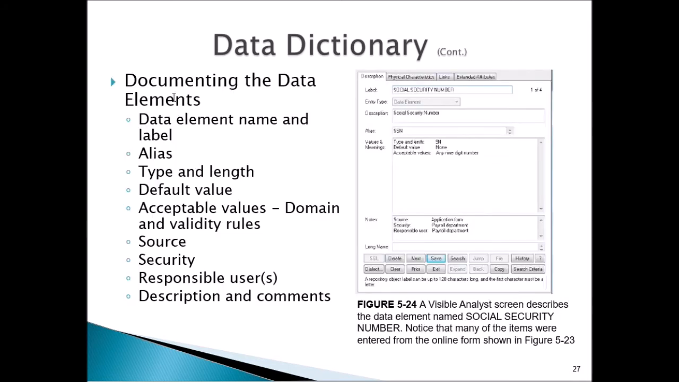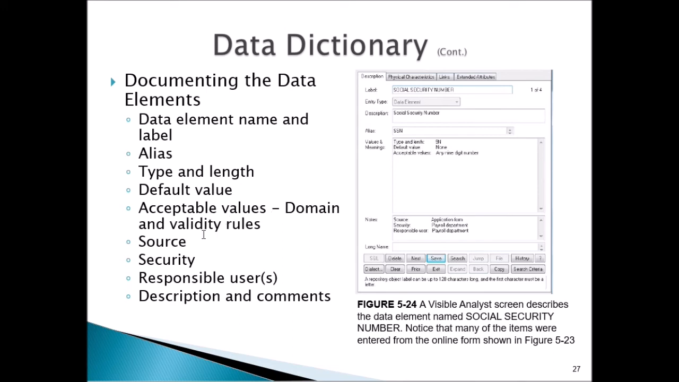So now we'll talk about documenting the data elements. The data element name and label. That's social security number. The default type and length. So that was the 9N. I don't know how clear that looks to you, but that's the 9N right there. So that's 9 numeric. So the type is numeric and the length is 9 characters. You have a default value. What would be the default value for somebody's social number? You really don't want to have a default value. It's got to be blank. So it says none right here.